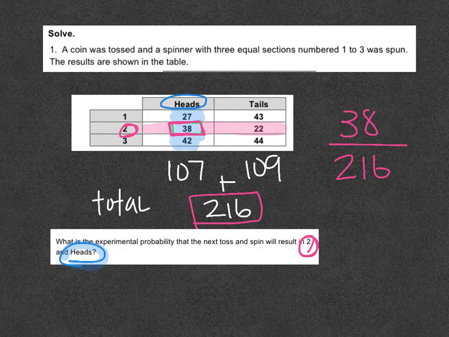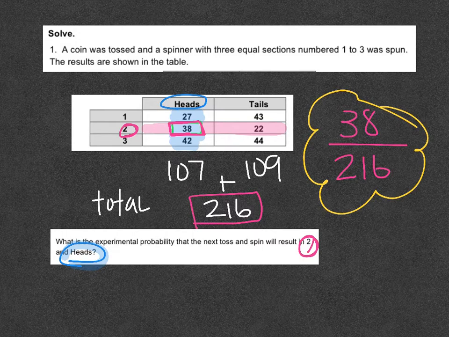My final answer, the chance of me getting 2 and heads from this table, was 38 out of 216. That is not a very good chance of it happening. If for some reason you needed to write the word for this type of answer, it would be unlikely because it's less than half.